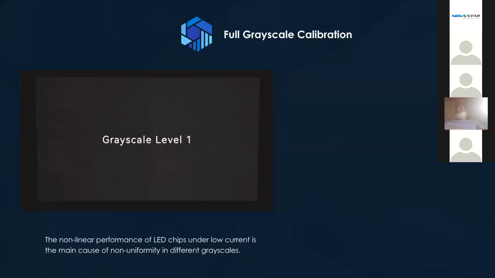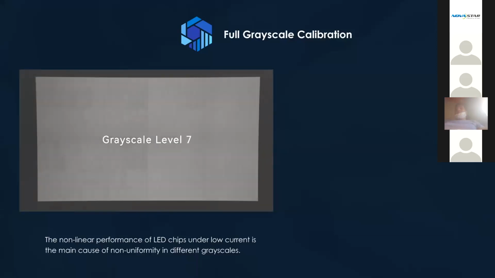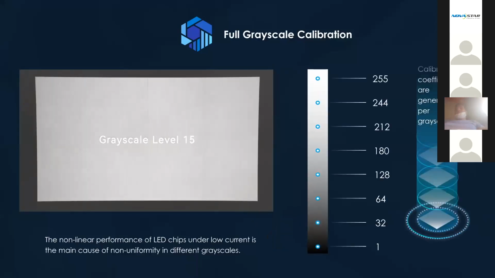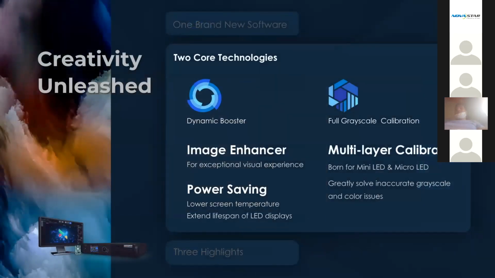Here you can see a comparison. Left side with traditional and right side with the new calibration. As you can see, here the right one performs way better in every grayscale than the left one. Because here the calibration coefficients are generated per grayscale. To sum up, the two core technologies can help us improve image quality, lower power consumption, help extend the lifespan of LED displays in the long run, and solve inaccurate grayscale and color issues.